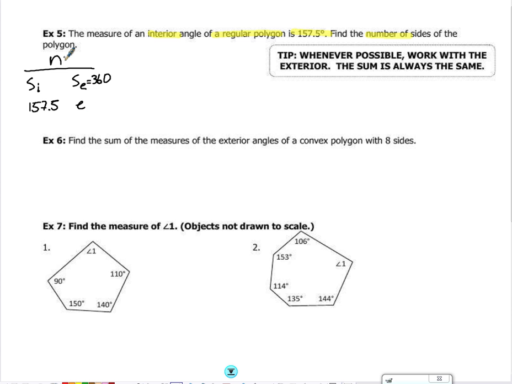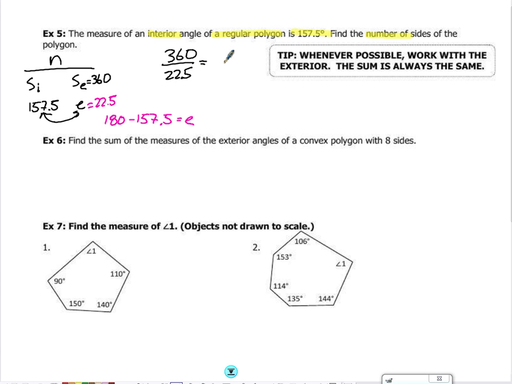So let's go ahead then and subtract 157.5 away from 180 to find the value of the exterior angle, since they are supplementary. 180 minus 157.5 gives me 22.5 for E. Once I know it's 22.5, then I'm just going to divide 360 by the exterior angle, 22.5, and that should give me the number of sides of this polygon, which gives me a value of 16, so it's got 16 sides.